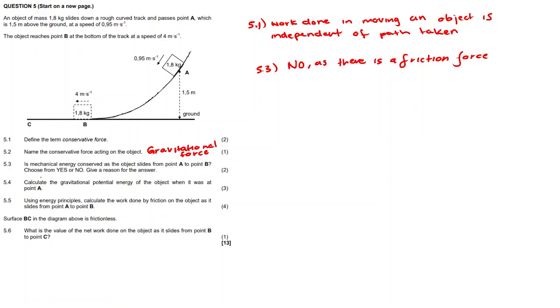Question 5.4. Calculate the gravitational potential energy of the object when it is at point A. So, at point A, we want to calculate the potential energy of gravity. Therefore, we can use the equation potential energy is equal to mass times gravity times height. We can then say we have our mass 1.8, we have gravity of 9.8, and we have the height of 1.5 meters. And if we plug all of that into the calculator, we should get 26,46 joules.